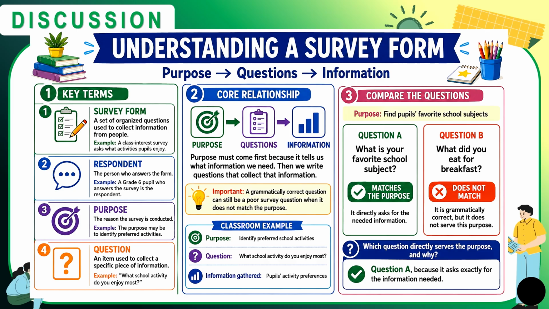Alright, so moving forward with our lesson for today, which is understanding a survey form, let us study the four important terms, or the key terms. A survey gathers information, a respondent answers the survey, a purpose explains why the survey is being done, and a question collects one specific piece of information. So these parts work together to make a whole survey useful.